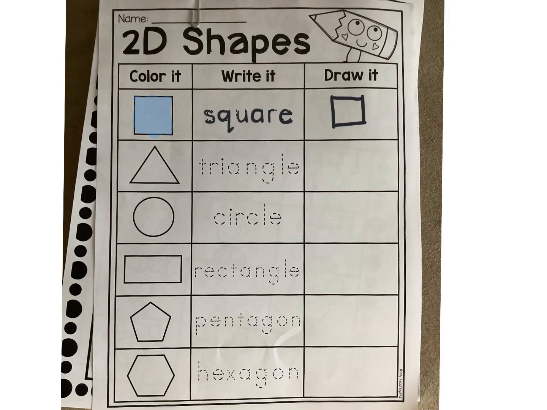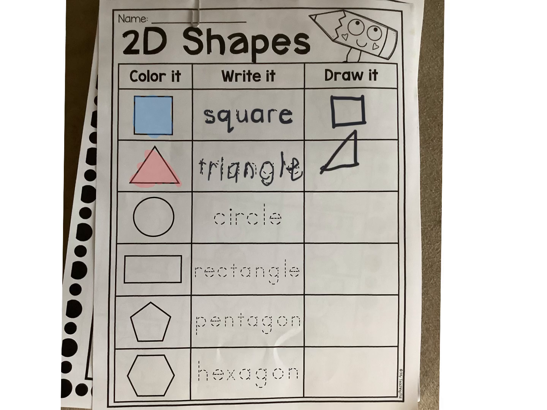A triangle. So we're going to color the inside of the triangle first. Johnny's going to color it. He's choosing to color it red. Okay, then he's going to trace over the word triangle. And then Johnny's going to draw a triangle.